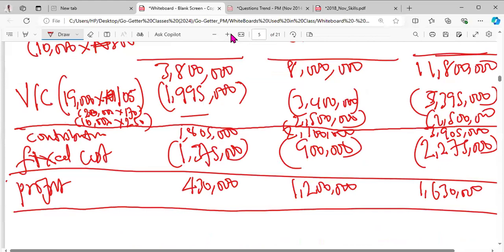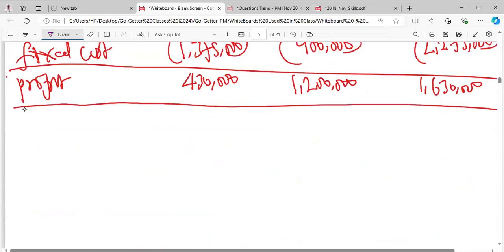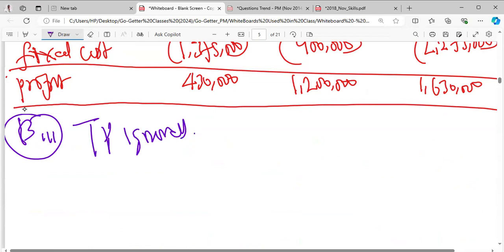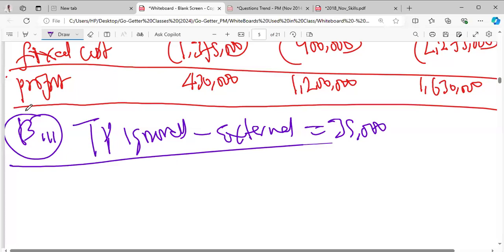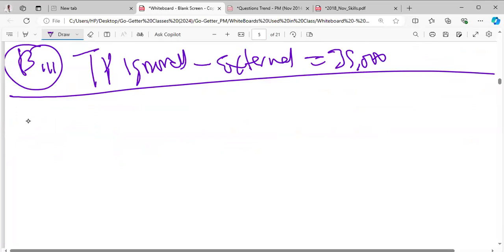Now, if you look at the third one, let's say B3, TP ignored, external equals 35,000. So what's going to happen? These are X, this Y, and group, which is the most important.